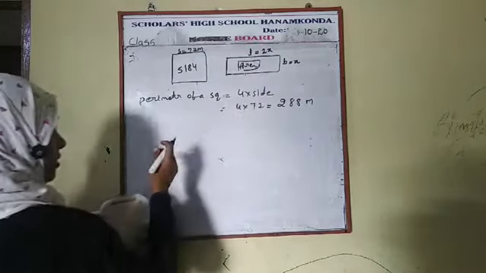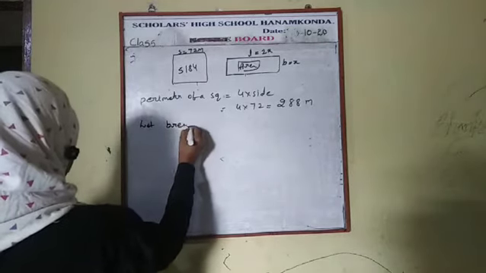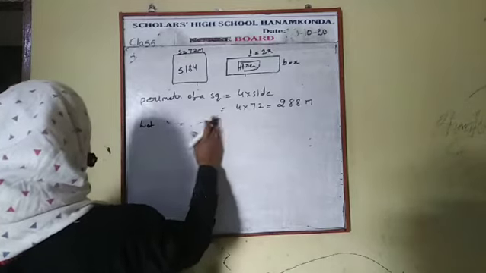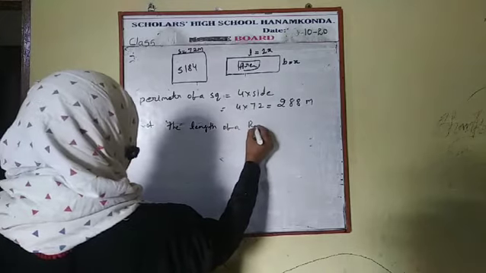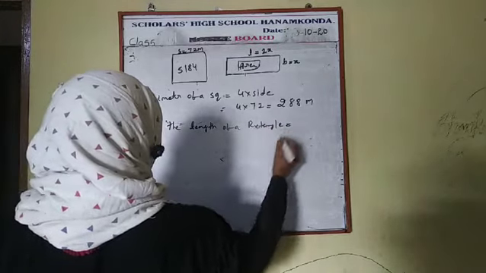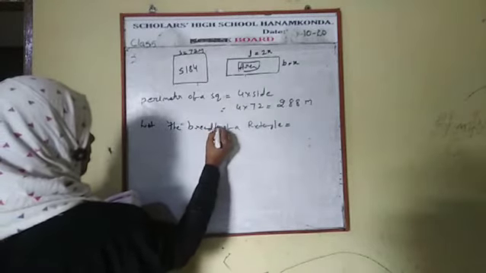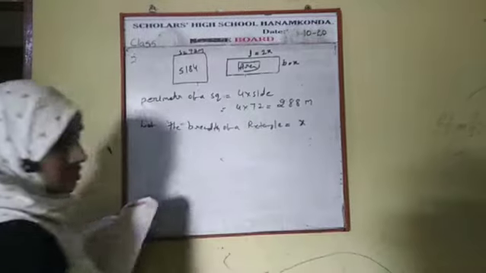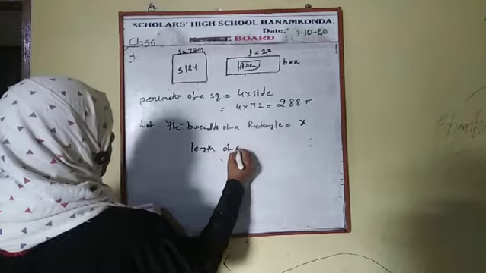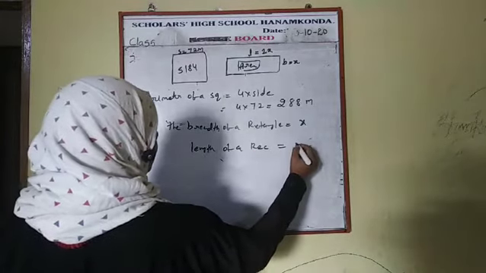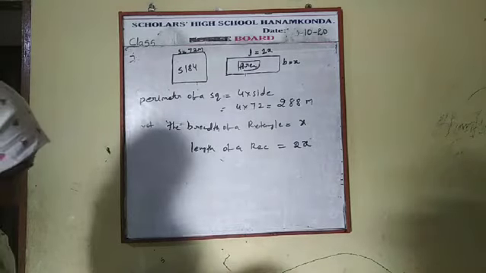Now rectangle. Now let the breadth of a rectangle be x. Okay. Now the length of a rectangle: twice, so 2 into x. That is 2x. Next.